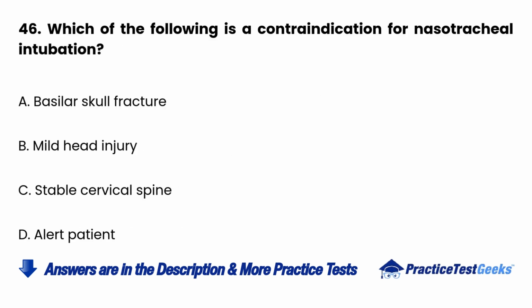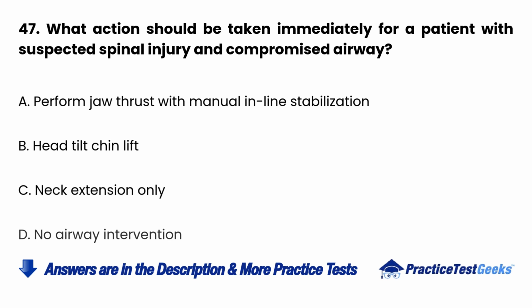46. Which of the following is a contraindication for nasotracheal intubation? A. Basilar skull fracture. B. Mild head injury. C. Stable cervical spine. D. Alert patient. 47. What action should be taken immediately for a patient with suspected spinal injury and compromised airway?